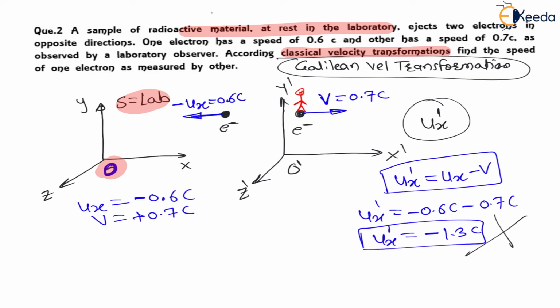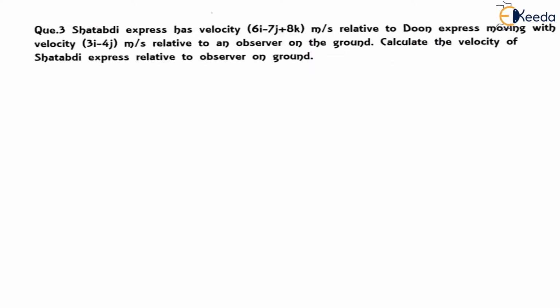Let us understand the next question. Now let us see the third question. Third question is, a Shatabdi Express has a velocity of 6i minus 7j plus 8k meter per second relative to Dune Express, moving with a velocity 3i minus 4j meter per second relative to an observer on the ground.